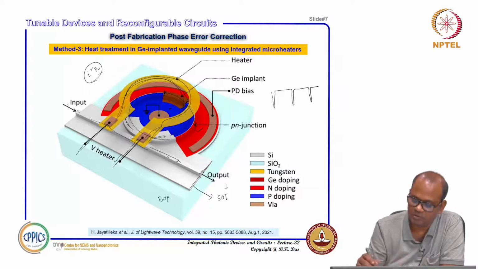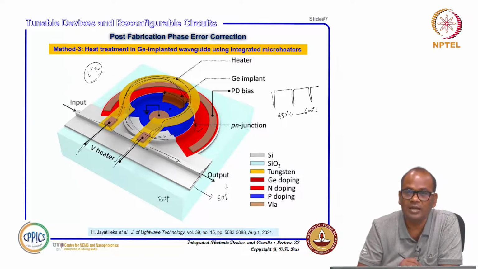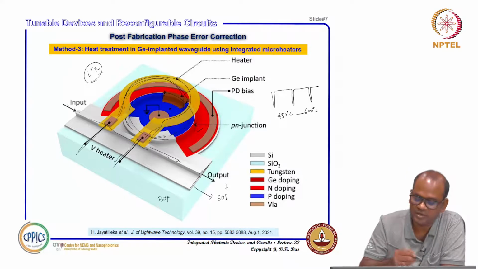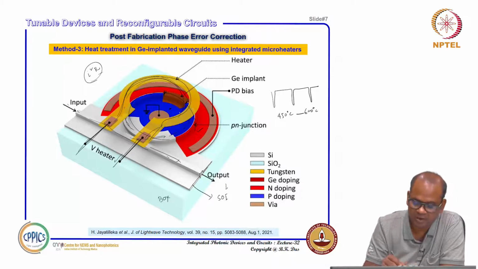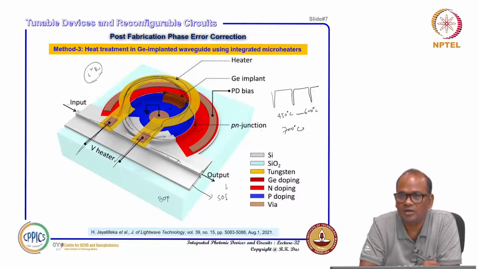Normally, it is sufficient that 450 degrees Celsius to 600 degrees Celsius temperature is required for annealing purpose, for restoring the crystalline structure. But with this type of heater, in this paper they say that you can supply sufficient power through the heater, and you can raise the temperature up to 700 degrees Celsius. So that is a sufficiently high temperature for annealing.